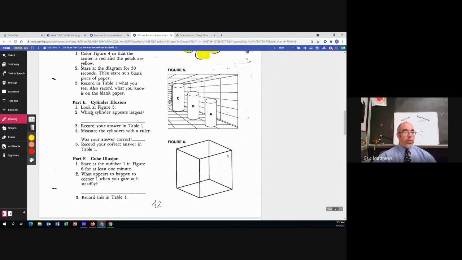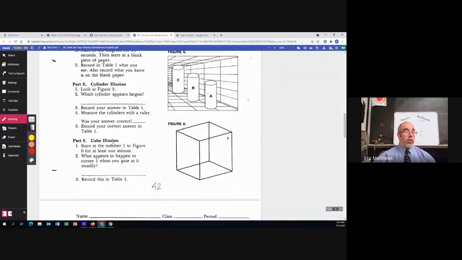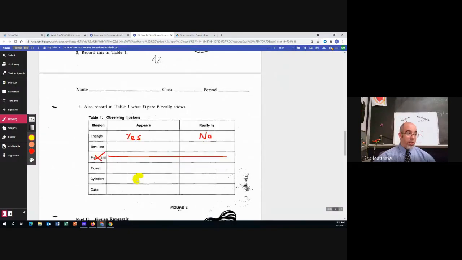Here they are. Which one appears biggest, C, B, or A? Record your answer in table 1. So if you look at this, you're like, oh, C looks huge. You come down here and you'd say C. That's not a great choice, Eric.